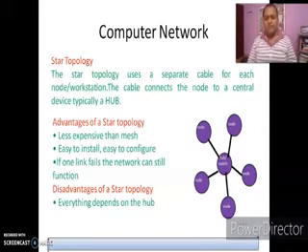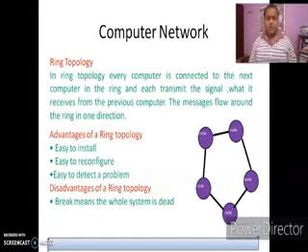Now the advantage, as compared to bus topology, is that if any one of the systems or nodes crashes, then the entire network will not suffer. But the disadvantage is that the whole network depends on the hub and more cable length is required. Next is ring topology, in which each node is transferring its data to the other node. Easy to install, easy to configure, and easy to detect a problem.